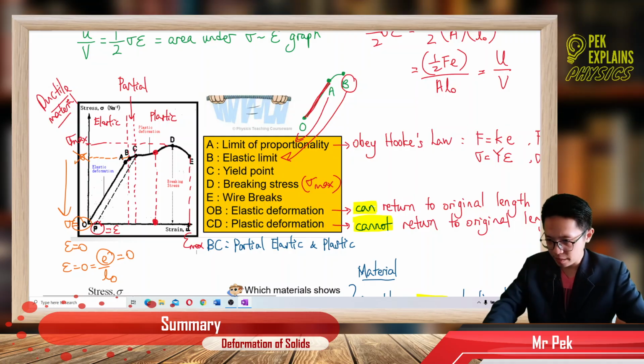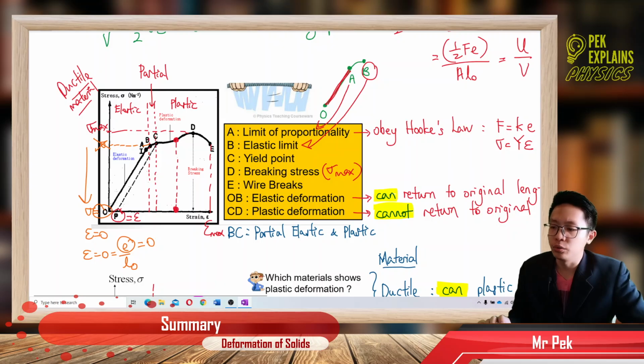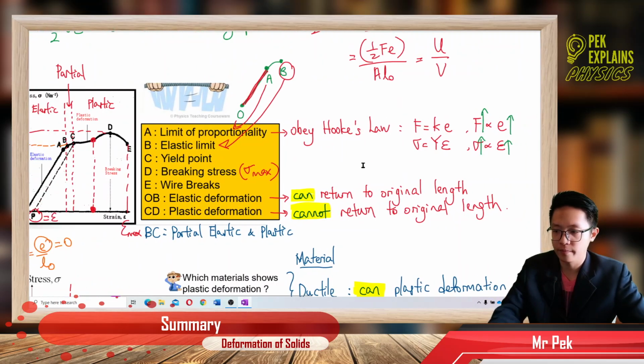Understand? So let me explain in a nutshell. From O to A, it obeys Hooke's law. It obeys these two equations.